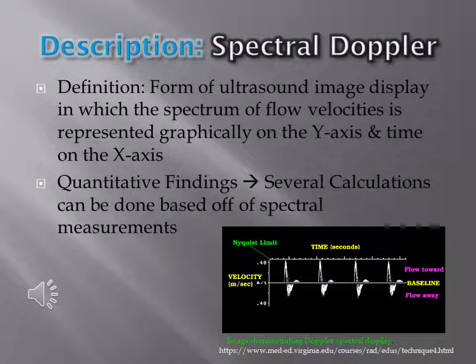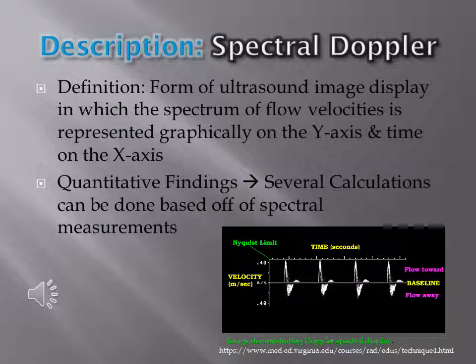Spectral Doppler is a form of ultrasound that uses Doppler shifts in order to display the velocity of blood flow at a certain point of time. From this display, we can figure out flow velocity, the direction of flow, the timing of the signal, and the intensity of the signal.